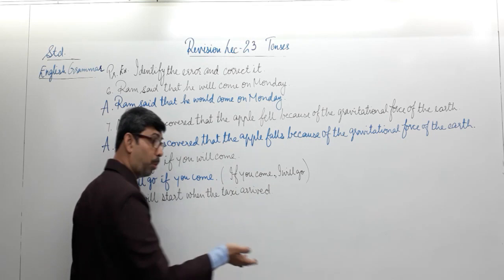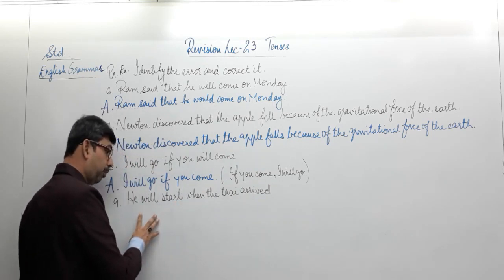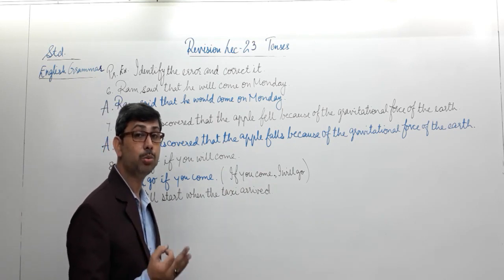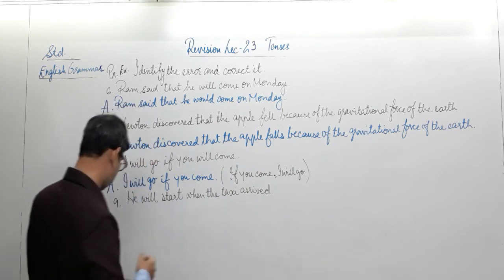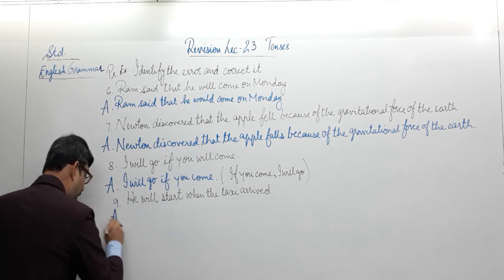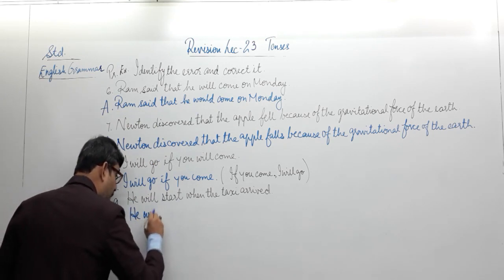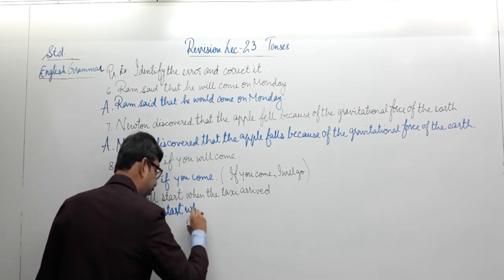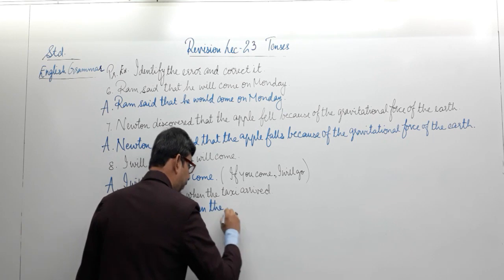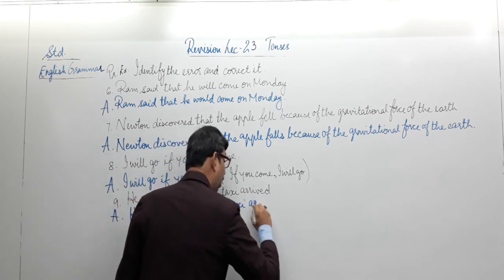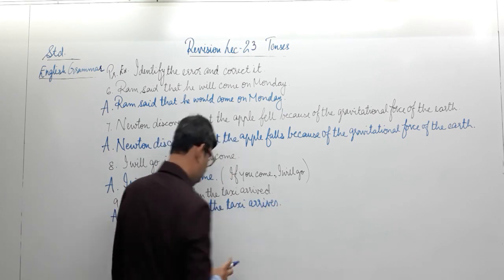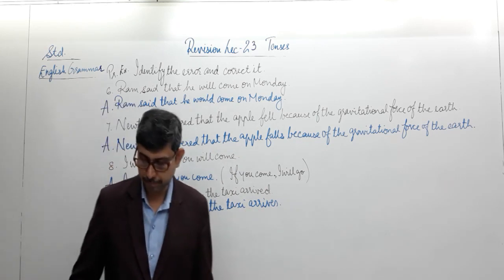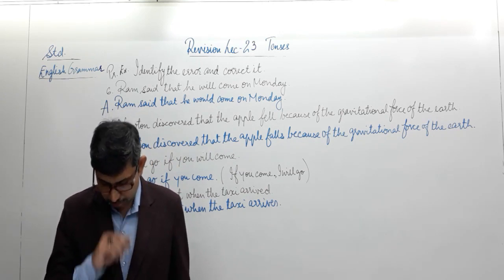Therefore, he will start when the taxi arrived. You can't use the past over there. Here we are using a future. Therefore, here we will be requiring an indefinite present, the present indefinite, to satisfy or justify the sequence. Therefore, we need to write he will start when the taxi arrives, not arrived. So when you say this, only then it will make sense. Otherwise, it will not make sense, isn't it?